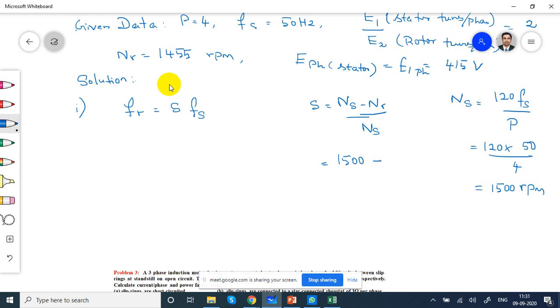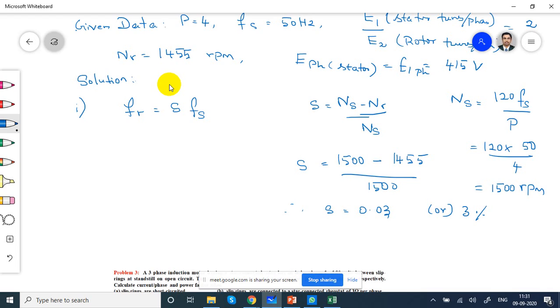So S equal to (1500 minus Nr), and Nr is already available in your problem, 1455, divided by 1500. That is slip. Therefore, S equal to 0.03. You have to multiply it with 100 because the slip value is always represented in terms of percentage. 0.03 into 100, you will get 3%.